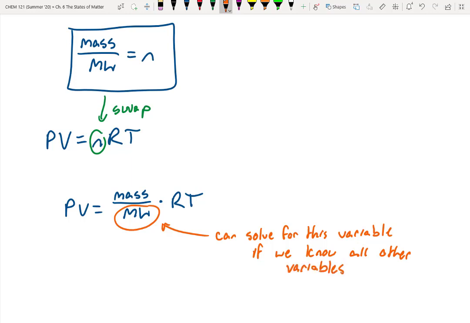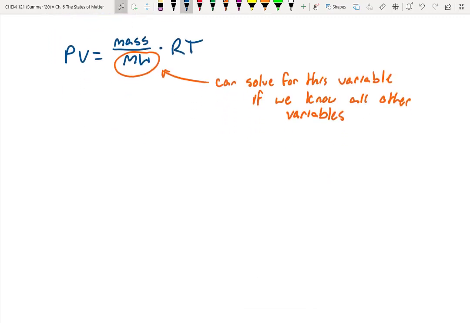Okay, so let's just try to rework this and clean this up. Let's try to get molecular weight on one side of the equation. If we want to do that, we can multiply both sides by molecular weight. So I could say PV times molecular weight is going to be equal to the mass times RT, right? So that's what's going to be left over.